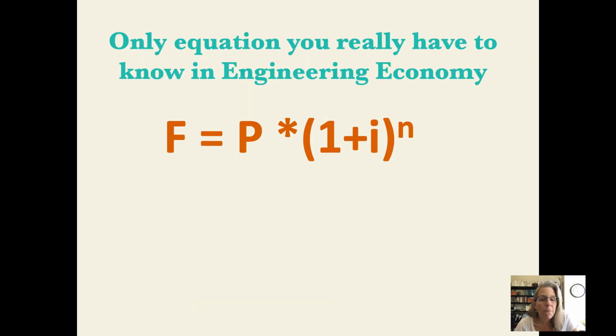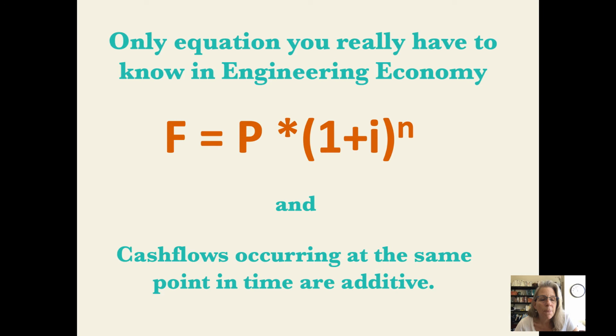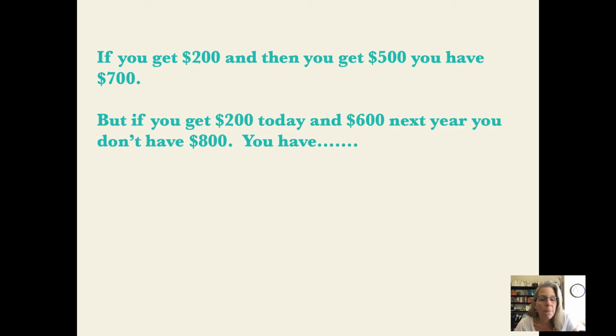So I hope that helps you to see that really the only equation you need in engineering economy is this equation. But you also need to understand that cash flows that occur at the same period of time are additive. And that's another concept that's important in engineering economy. So if you get $200 and then you get $500, that would be $700. But if you get $200 today and then $600 next year, you don't have $800. You have to include the difference in the timing.